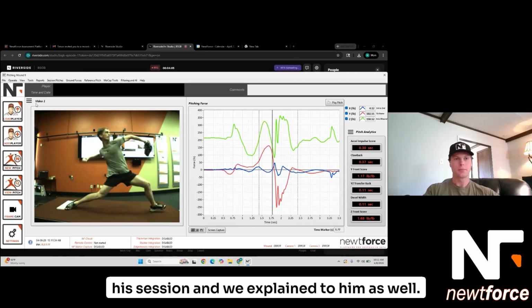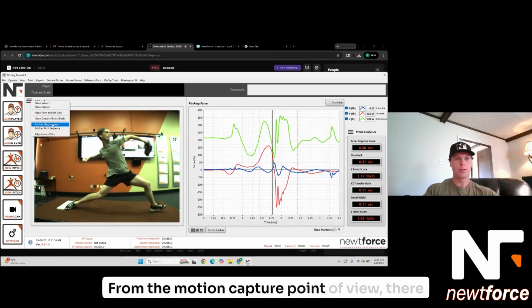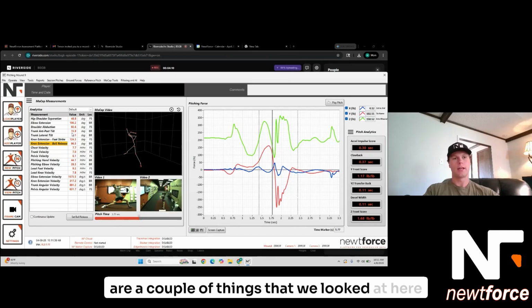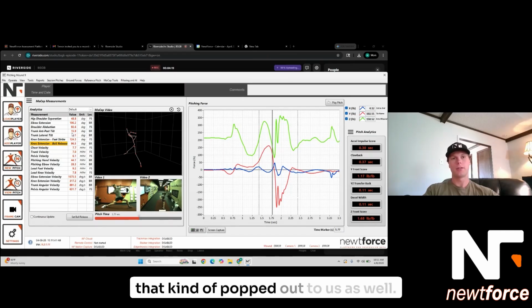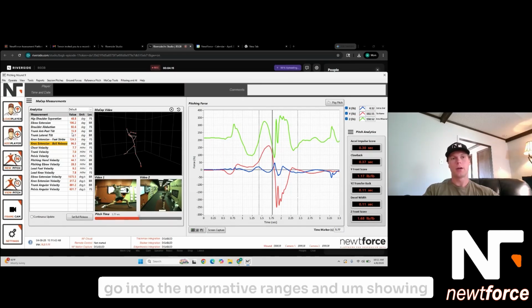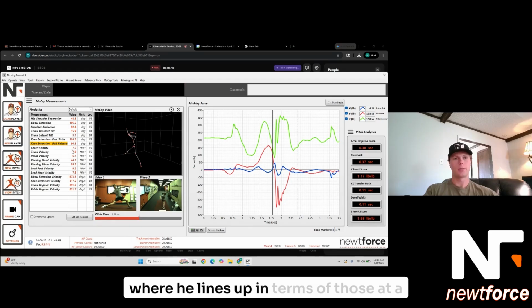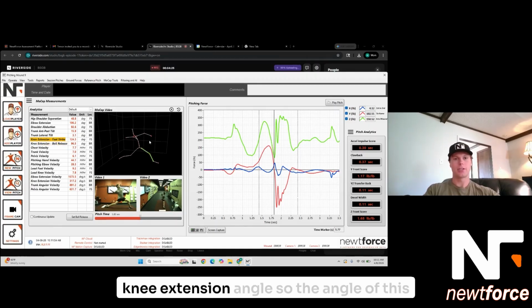So those are the main ground force contributing factors that we looked at during his session, and we explained to him as well. From the motion capture point of view, there are a couple of things that we looked at here that kind of popped out to us as well. We'll go into the normative ranges and show where he lines up in terms of those at a later point in the video. But the big thing that I noticed here was obviously his knee extension angle.